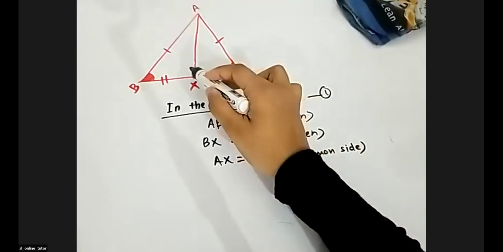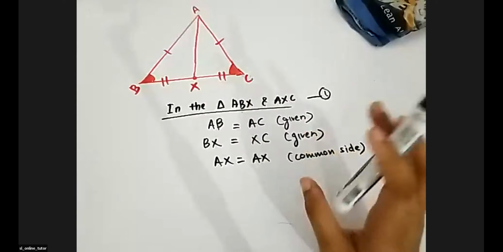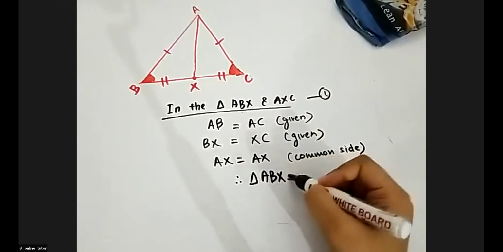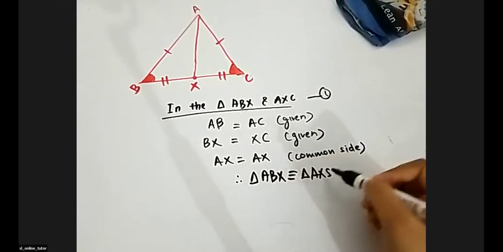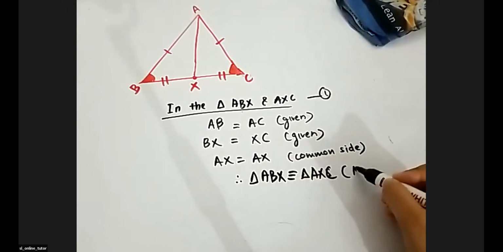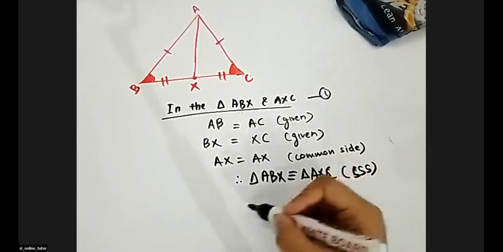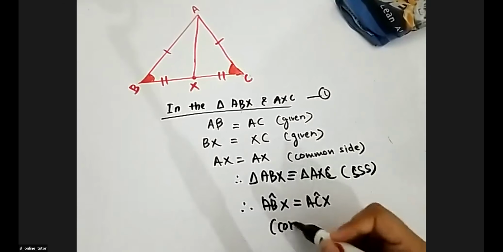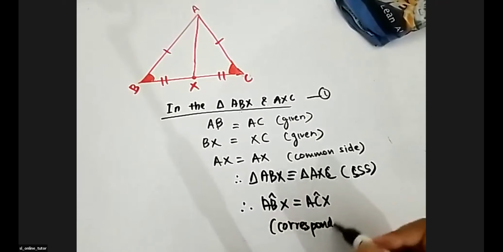Teacher, I took AXB equal AXC. X is the midpoint, but they have to show that, no? No, we can't, because though X is the midpoint, we can't say angles are equal. Only if it is bisecting can we, right? Therefore, triangle ABX is congruent to triangle AXC under the case of SSS. Therefore, ABX angle is equal to ACX angle. What is the reason? Corresponding angles of congruent triangle.